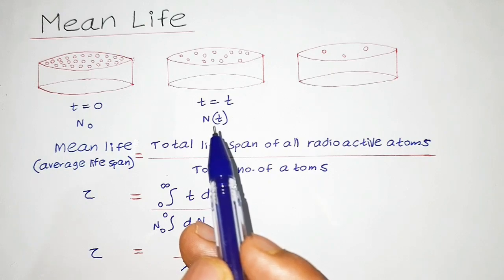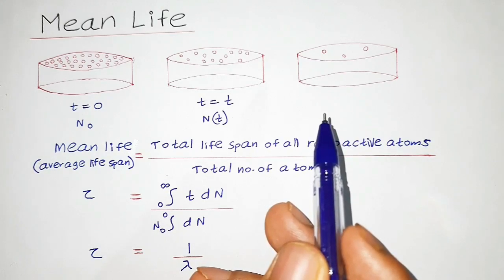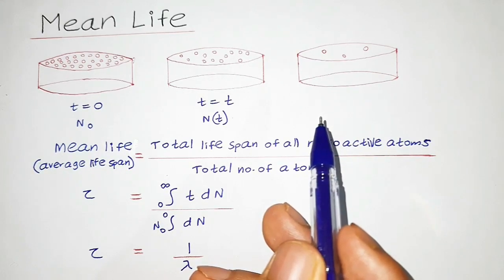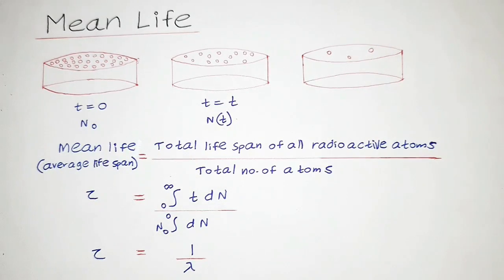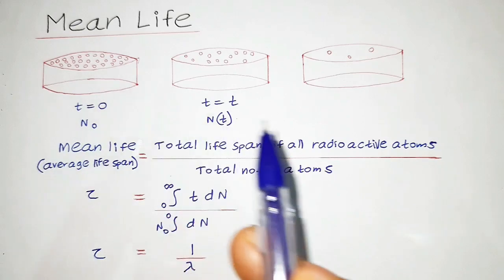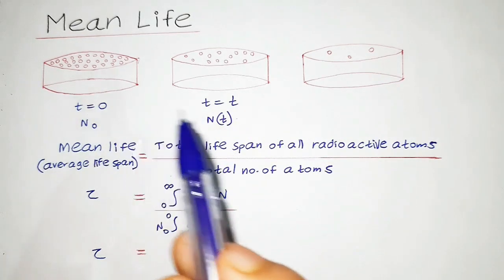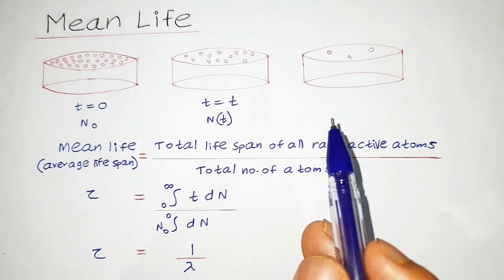And what would happen after another period of time? We would have an even lesser number of radioactive atoms remaining in the container. All the containers contain the same kind of nuclear atoms and they undergo the same kind of radioactive decay. However, the lifespan of each individual atom is different. The particle which decays in this interval has a shorter lifespan, and the particle that decays in this interval would have a longer lifespan.